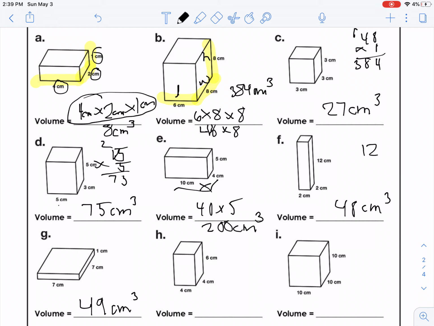4 times 4 is, no, sorry. 4 times 4 is 16. Times 6. So we have 16 times 6. 6 times 6 is 36. 6 carry the 3. 96 centimeters cubed. And the last one, 10 times 10, which is 100, times 10 gives us 1,000 centimeters cubed. Way to go, everyone!